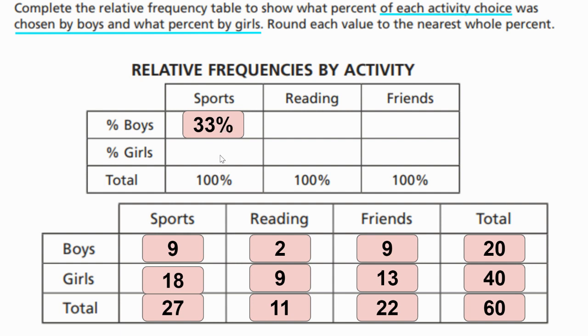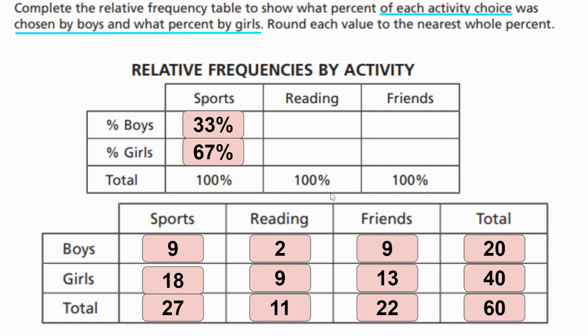And so 33 plus something equals 100%. So it must be that 18 out of 27 would be 67%. It would be 0.67 when you divide 18 divided by 27. So I would move my decimal over 2, or it might be 0.66 and you kind of round up. So that's our relative frequency.